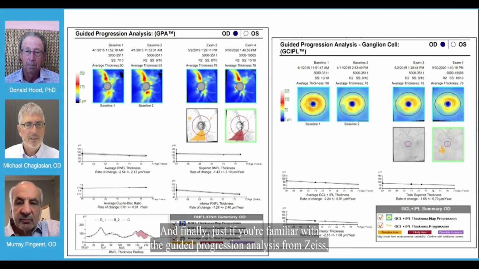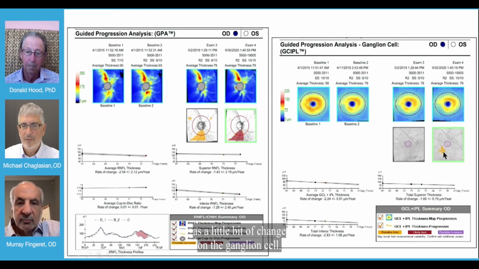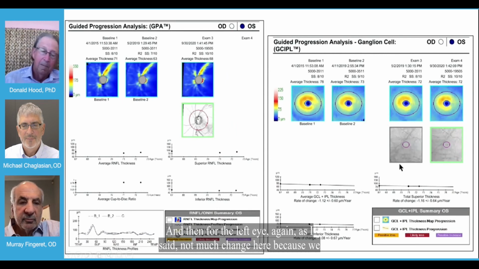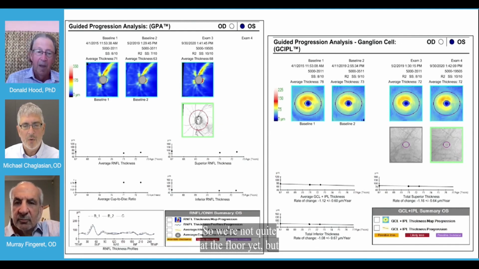And finally, if you're familiar with the guided progression analysis from Zeiss, you can see the right eye here and the defect I highlighted earlier, as well as a little bit of change on the ganglion cell. And for the left eye, as I said, not much change here because we started at, if you look at the average RNFL thickness, 71. We've lost a little, but maybe there's still a ways to go, so we're not quite at the floor yet.